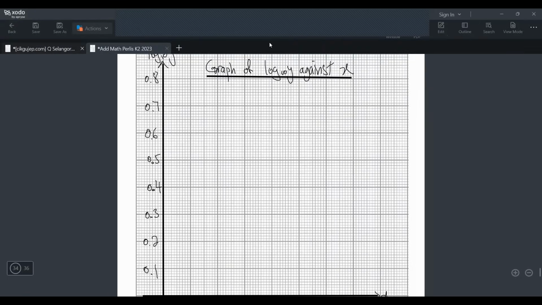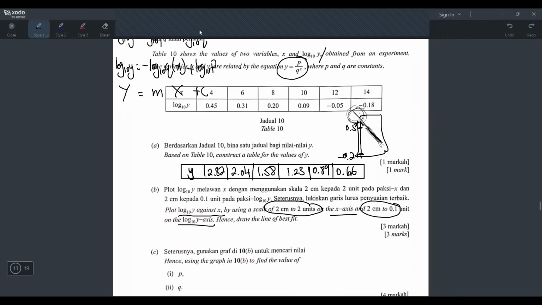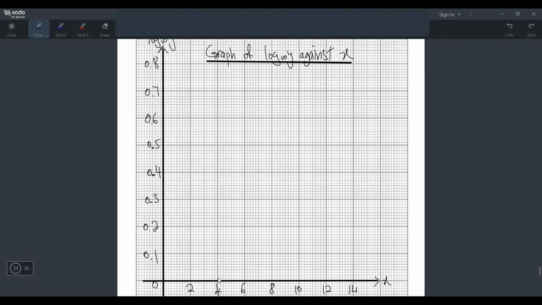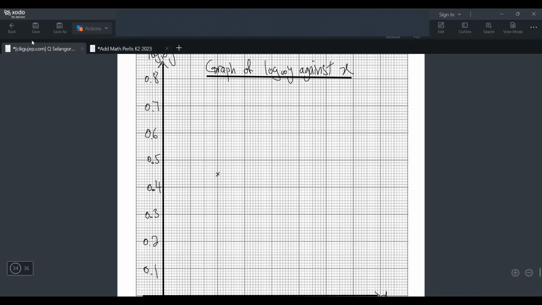Okay, let's plot the first point. So what is the first point? Remember, we have to read from the table above. So the first point is 4, 0.45. So 4, 0.45, where is it? 4 is here. 0.45 is in the middle, between 0.4 and 0.5. So here, right? So this is the first point, 0.45. Okay, next one.